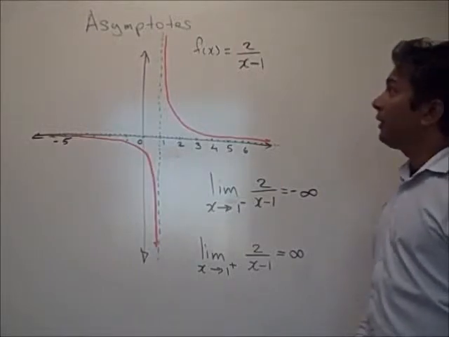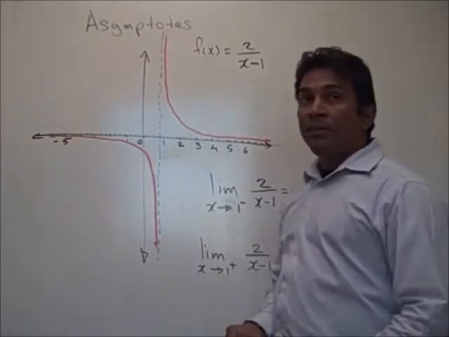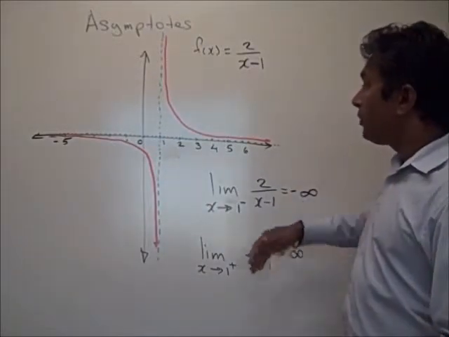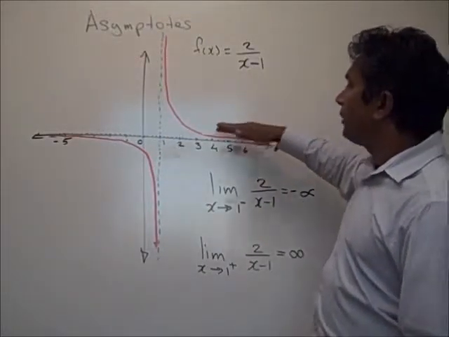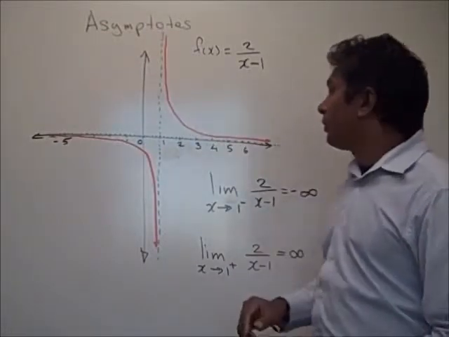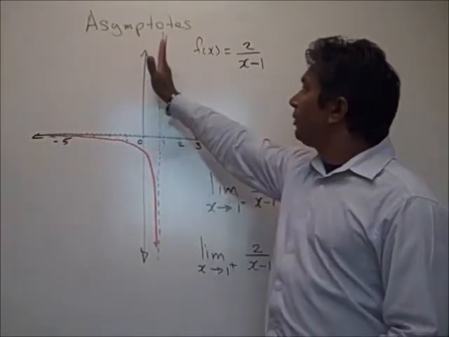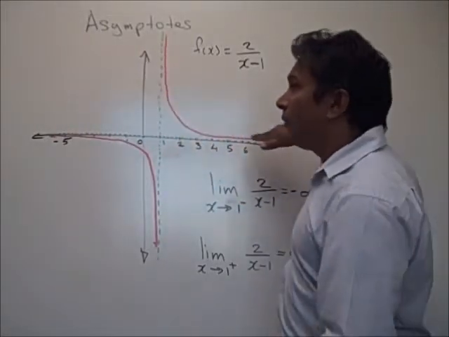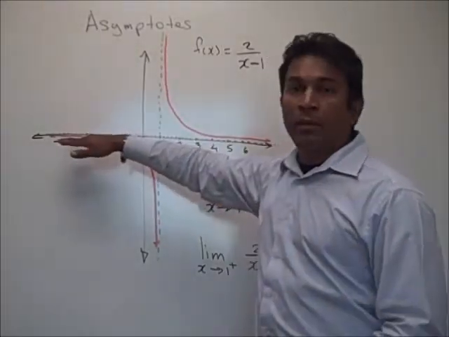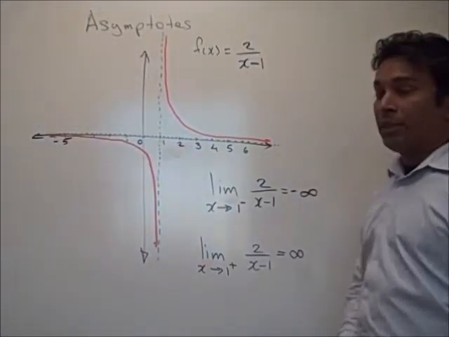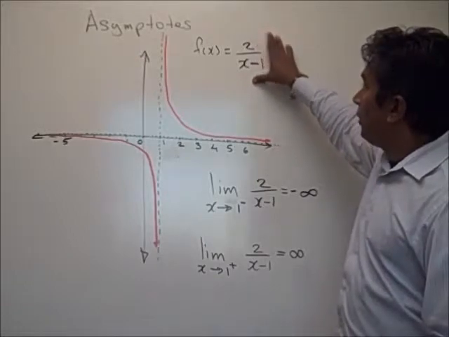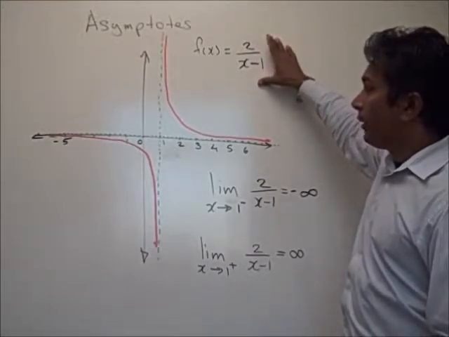In this section we're looking at asymptotes. An asymptote is an imaginary line that generally our graph tends to go towards. So here we have this vertical imaginary line which is called a vertical asymptote, and we have a horizontal imaginary line which is called a horizontal asymptote. As you can see, our equation f of x is equal to 2 over x minus 1.